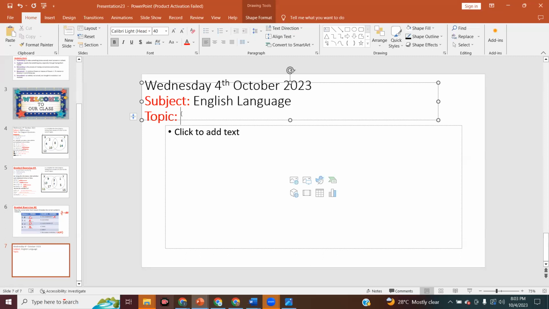All right, so the topic is, last time we looked at comma splices. Today we're going to be looking at another type of run-on sentence.